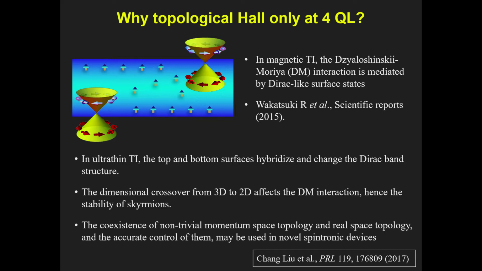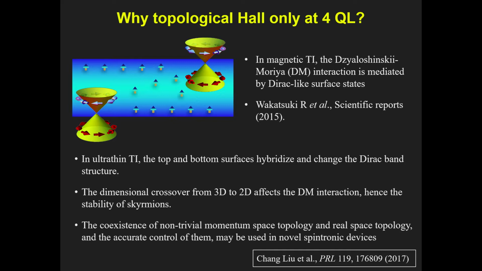The basic idea is in topological insulator, the DM interaction, which is responsible for the creation of Skyrmion, is mediated by the topological surface state. And when we make the topological insulator very thin, the topological surface states can actually hybridize with each other, and that will change the band structures, for example, open a gap at the Dirac point.